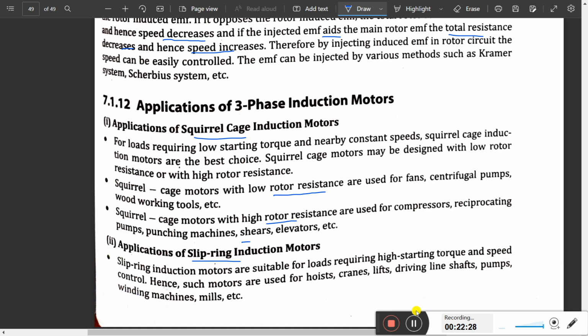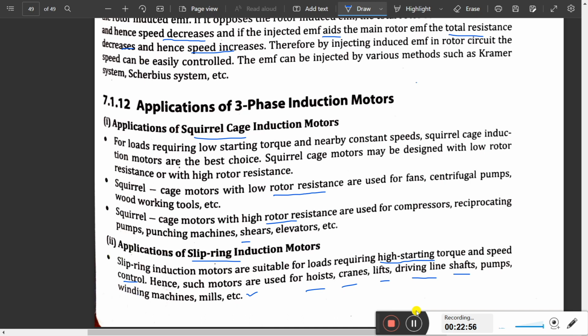Now coming to applications of slip ring induction motors, these are mostly used where high starting torque and accurate speed control are needed. Hence, such motors are used for hoists, cranes, lifts, driving line shafts, pumps, winding machines, mills, etc. I hope you understood this topic, how many starting methods there are and how the speed can be controlled.